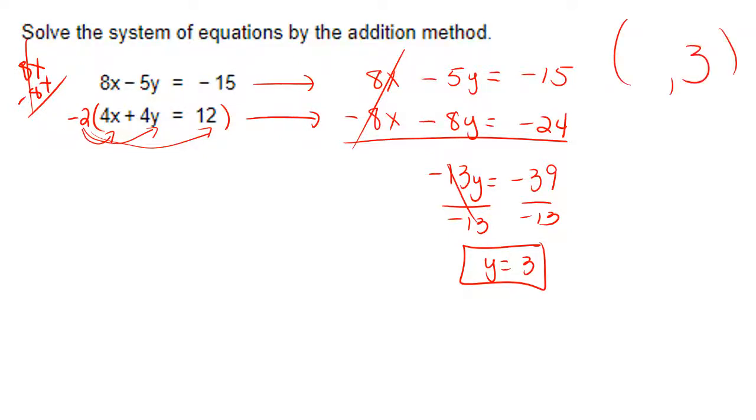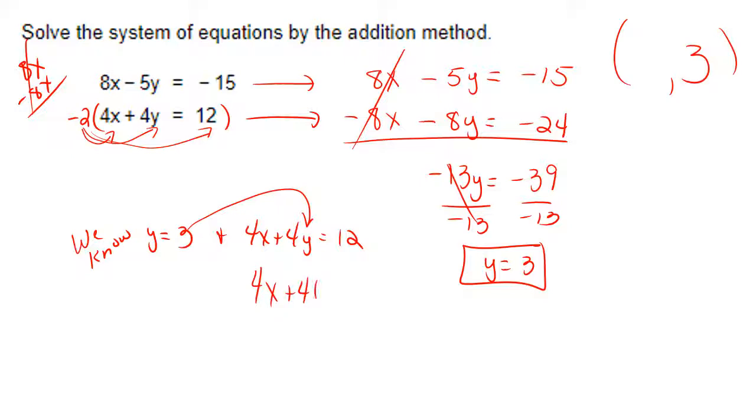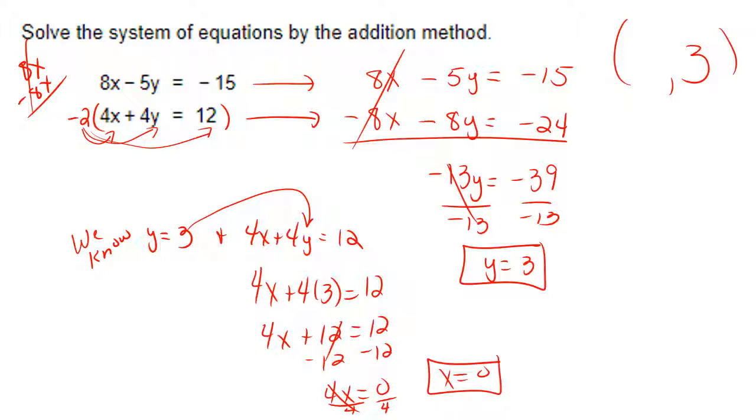That's the y coordinate. Now, since we know that y is equal to 3, we can take one of those first equations. I will just take 4x plus 4y equals 12. And I can substitute the 3 in for the y. I get 4x plus 4 times 3 equals 12. And when I solve, I notice that 4x is going to be 0. x will equal 0. And that is the second coordinate. So my complete answer is 0, 3.